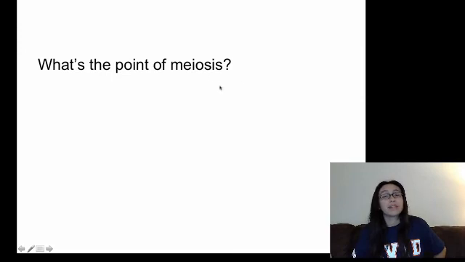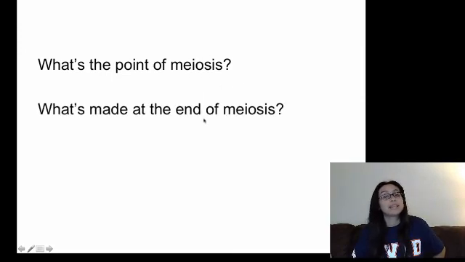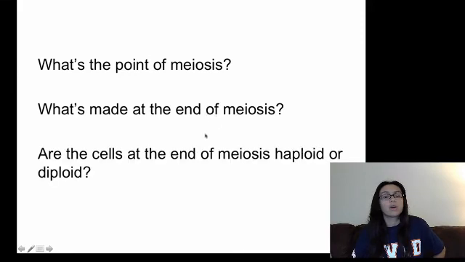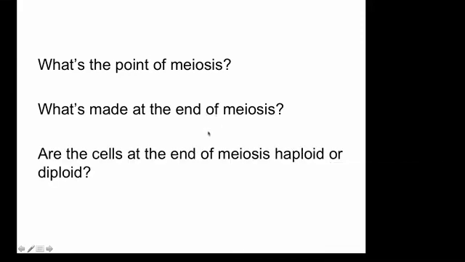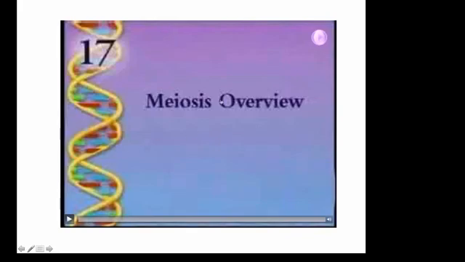Alright, so you should be able to answer these questions now. What is the point of meiosis? What is made at the end of meiosis? Are the cells at the end of meiosis haploid or diploid? And a quick overview of meiosis as a visual aid here.